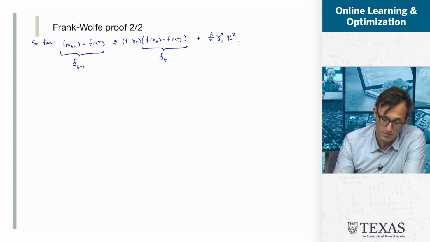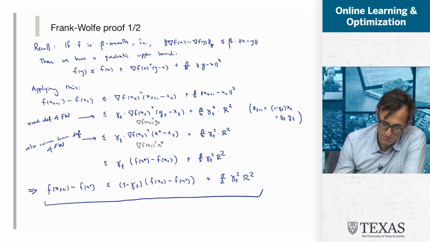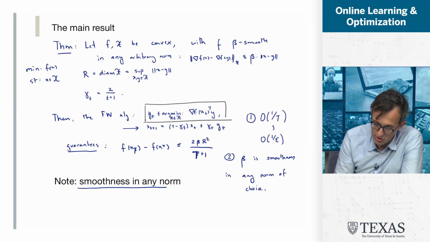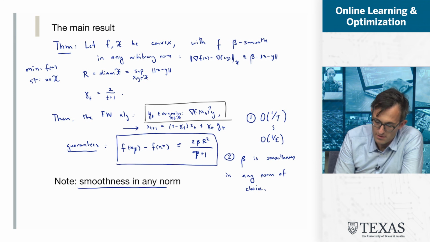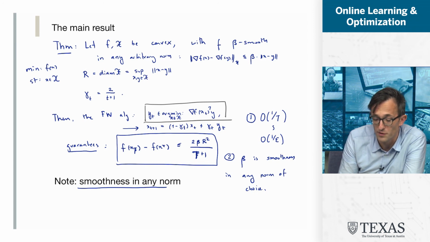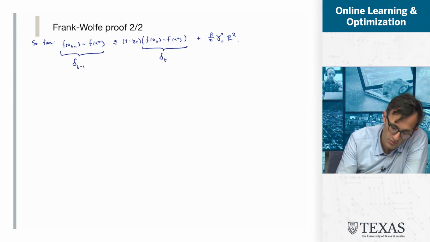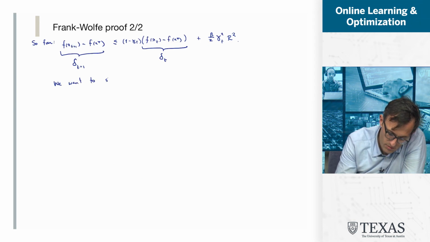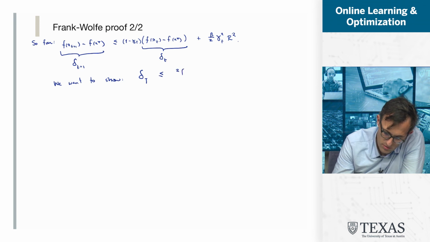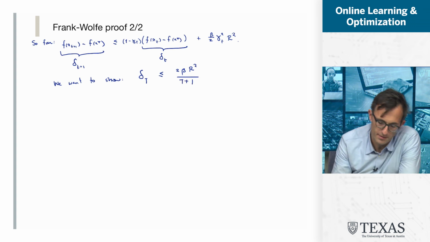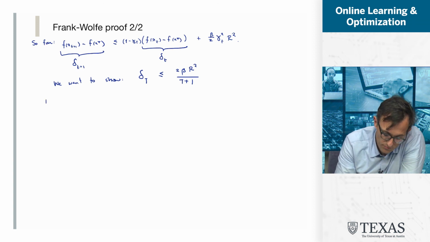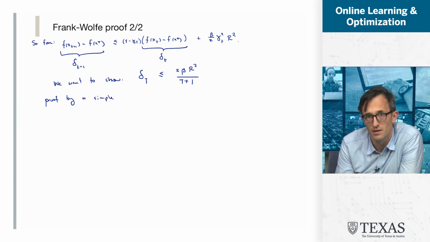So what is it that we want to show? Let's go back to the main theorem. The main theorem is just asking me to show that the suboptimality, this is delta capital T in our new notation, is bounded by 2 beta r squared over t plus 1. So we want to show that delta capital T is upper bounded by 2 beta r squared divided by t plus 1. And we're going to just prove this by induction. It's going to be a pretty simple induction because I already have this convenient recursion.